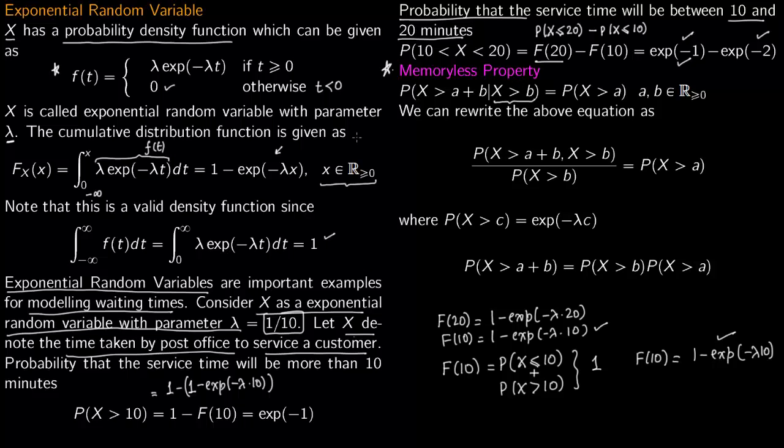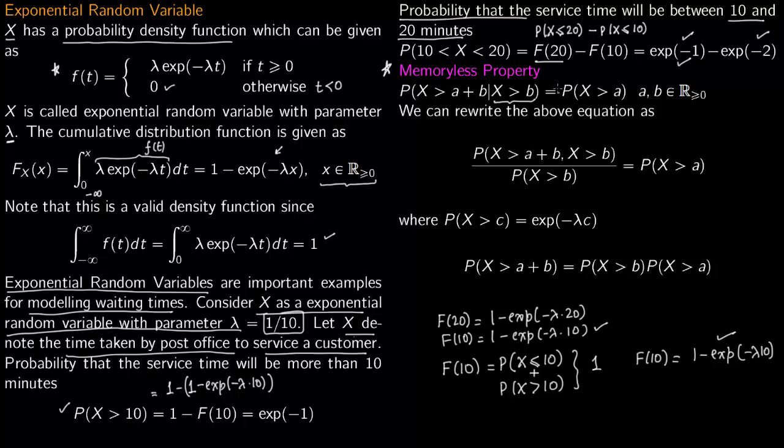So basically, for example, in the post office problem, what it means to say is that the waiting time to be greater than some fixed number, say 10 minutes, 20 minutes or 30 minutes, is irrespective of what the waiting time has been in the past. So let us see how it comes out to be.